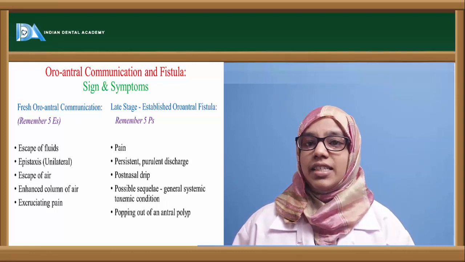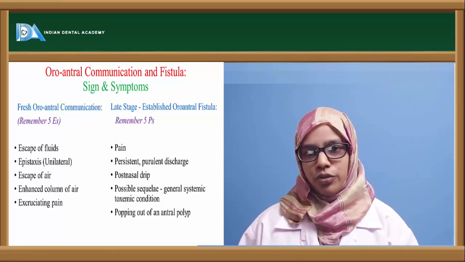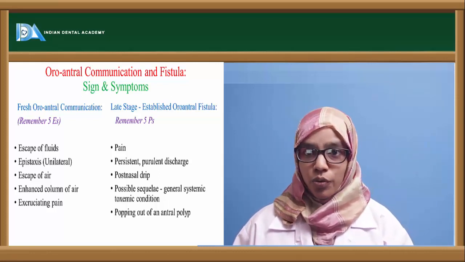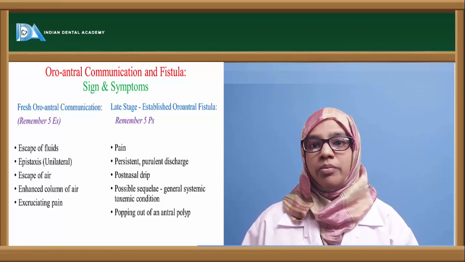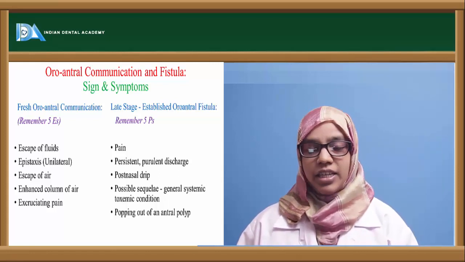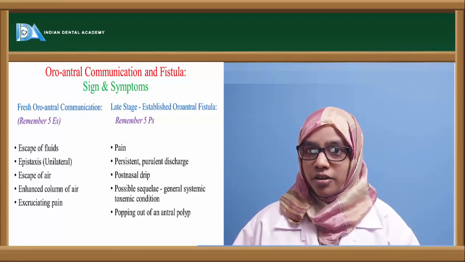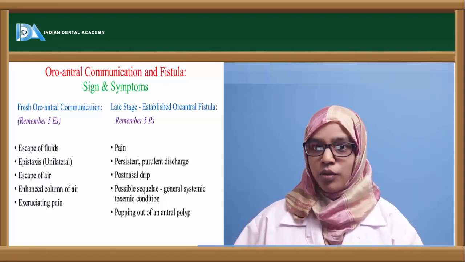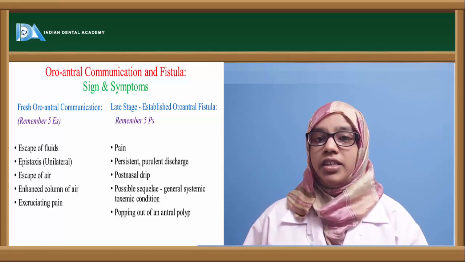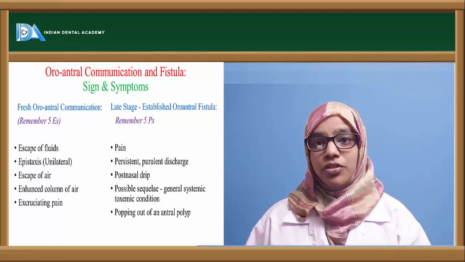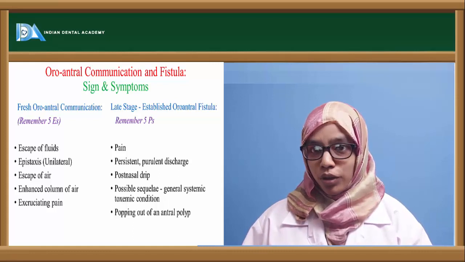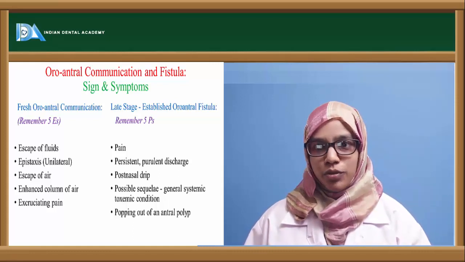Now, what are the signs and symptoms of a communication and a fistula? In case of a fresh oro-antral communication, you need to remember 5 E's. That is, there will be escape of fluid. When the patient tries to gargle or rinse, the fluid from the mouth can go into the nose. There will be escape of air. When the patient tries to blow with the mouth closed, the air can escape into the nose.